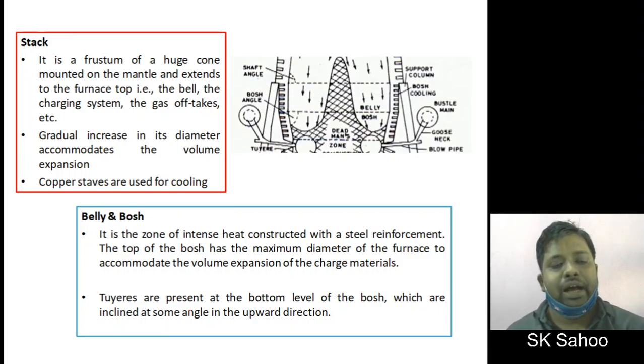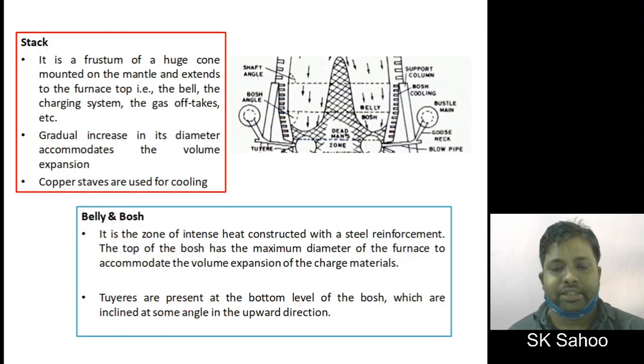There are some arrangements for cooling of the refractory lining. We generally use copper plates or staves, and water is used as the cooling fluid. After the stack, we find another cylindrical region in a blast furnace called the belly. The bosh is below the belly and has a conical construction with a decreasing diameter. That means it is tapered in. During solid to liquid transformation, the material shrinks, so the bosh has a decreasing diameter.